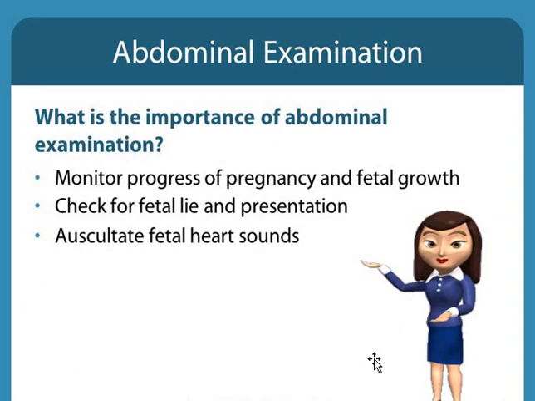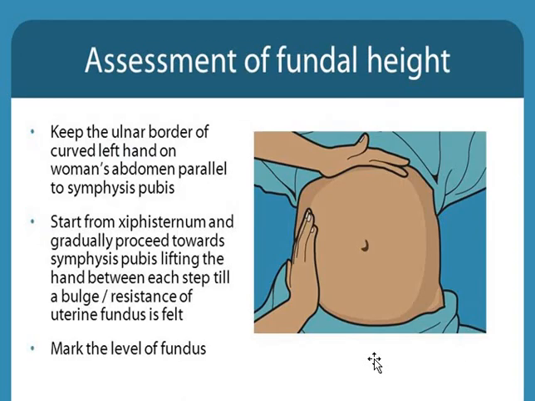Now, abdominal examination helps to monitor progression of the pregnancy as well as fetal growth, and helps us to assess fetal lie, presentation, etc. Whenever we palpate the abdomen of the pregnant female, we use the ulnar border of the left hand, placed on the woman's abdomen parallel to the symphysis pubis. We start from the xiphisternum and gradually progress downwards to the symphysis pubis, lifting the hand between each step until the bulge of resistance is felt. That resistance is basically the uterine fundus.